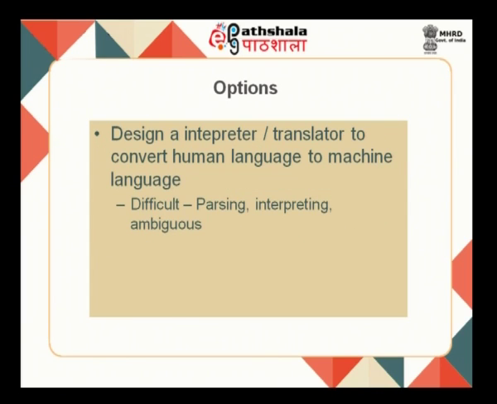So, what you can basically try doing for our example is you can design an interpreter or a translator that converts human language to machine language. But what is the difficulty here? You have to parse and you have to get rid of ambiguity here. So, interpreting could basically be ambiguous.